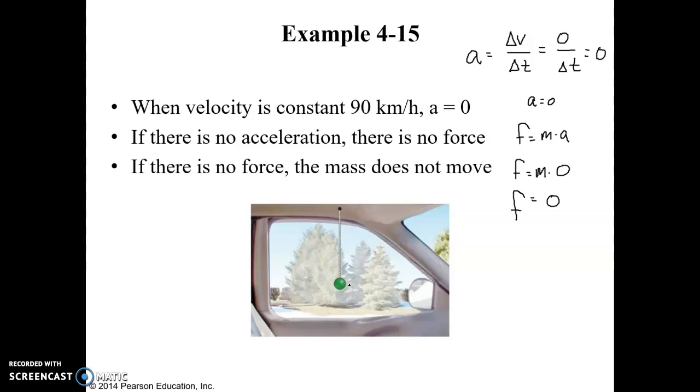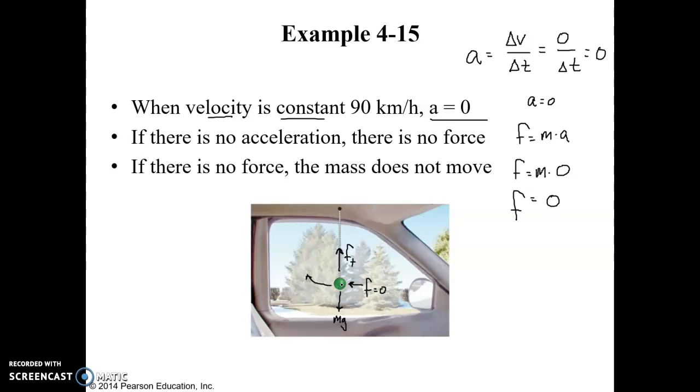So if the force acting on the ball is 0, then it's not going to swing back at all. The string is going to be perfectly vertical, and the only two forces acting on it are going to be gravity and the tension in the string. And that's it. So constant velocity implies 0 acceleration, and in the absence of acceleration, there is no force. So the mass does not move.